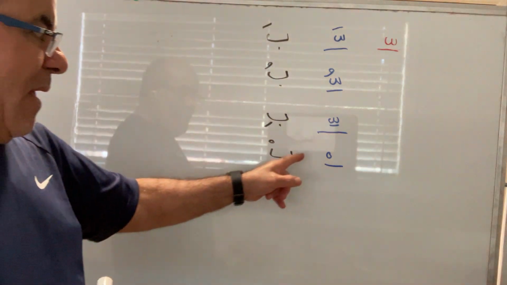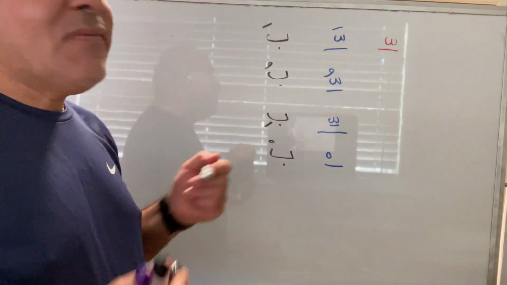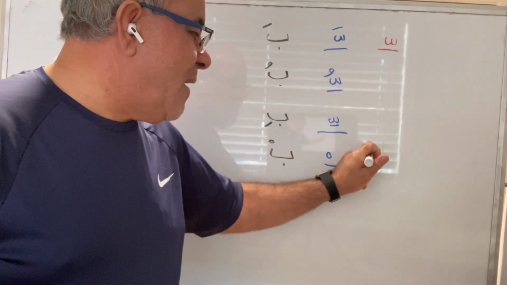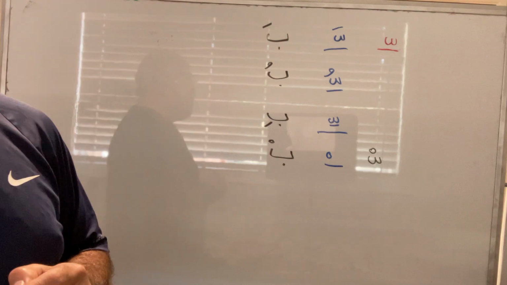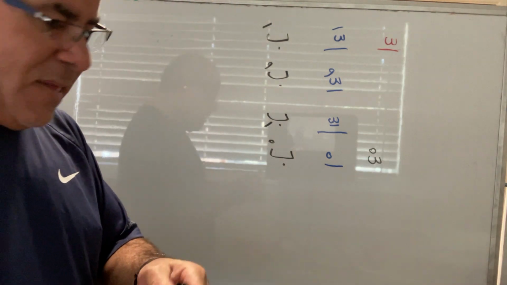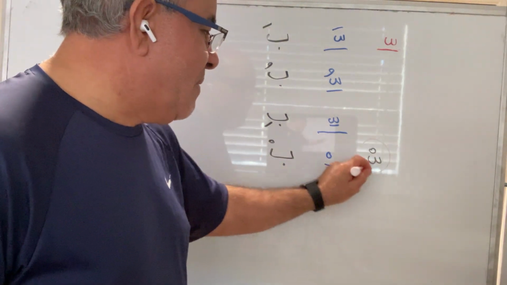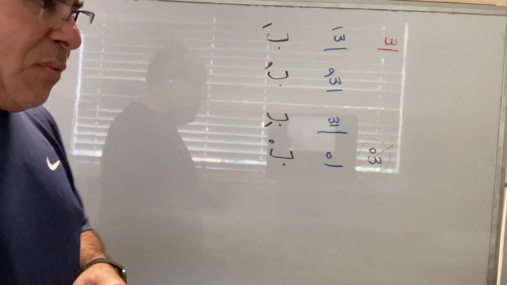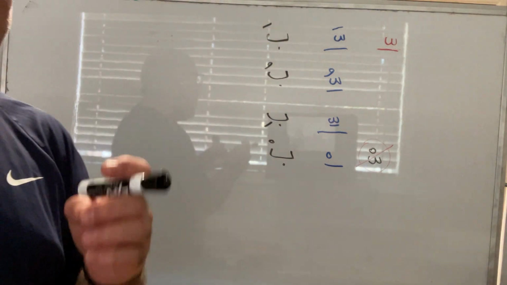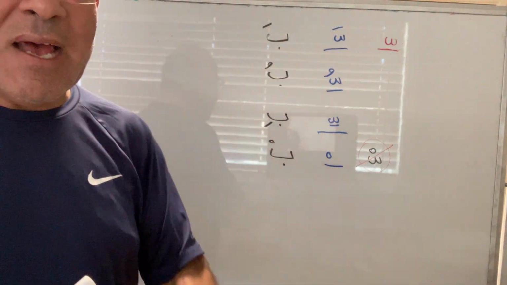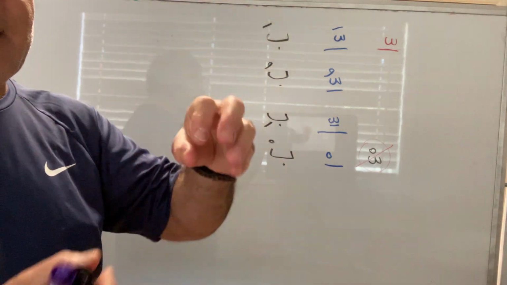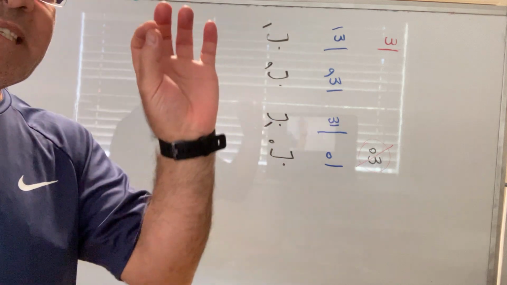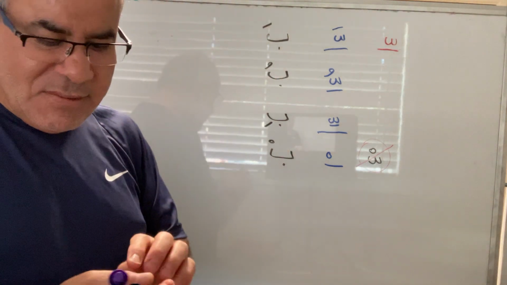Now, the sukoon will never take shadda, meaning that we will never see a shadda on top of a sukoon with an Arabic consonant. This is not allowed, and we will find out now why. What is the shadda? The shadda is the sign that tells us that the letter carrying the shadda is double. And that's why we stress on it when we pronounce it.